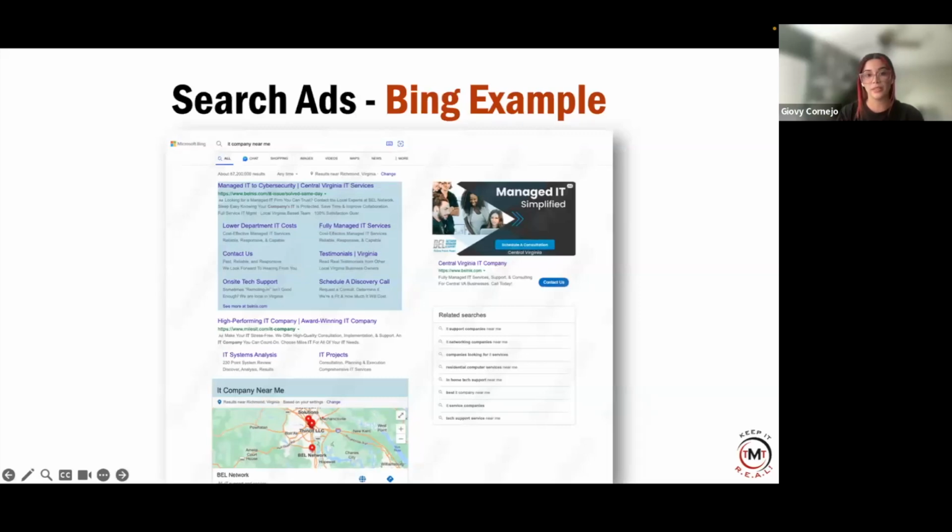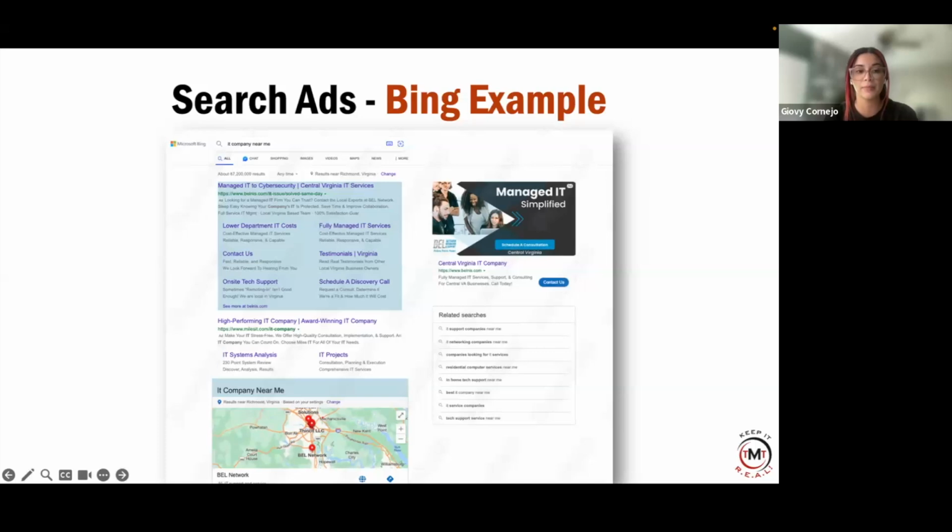Now, this is a really good example of a Bing ad. What we're looking at here is that somebody had typed in "IT company near me." When they did type this in, this client, Bell Network, their ad is appearing here on the right. I'm sorry, on the left-hand side of the screen. This is their responsive search ad.